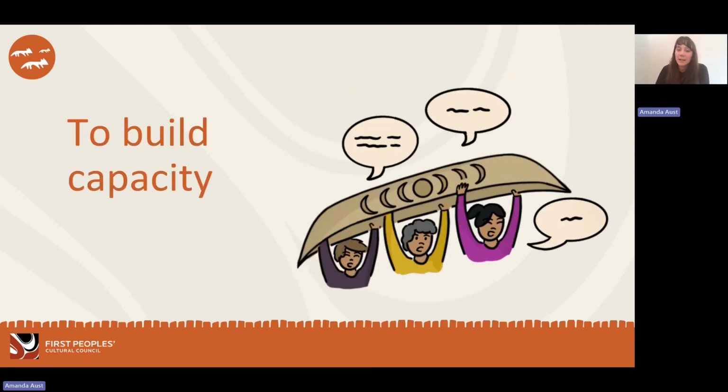To build capacity, it helps establish a strong language team. With a language plan, you can directly address challenges at the community level, like program stability, turnover, and training that are needed for capacity development.